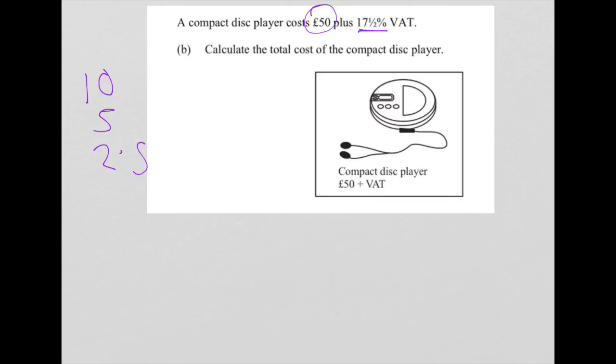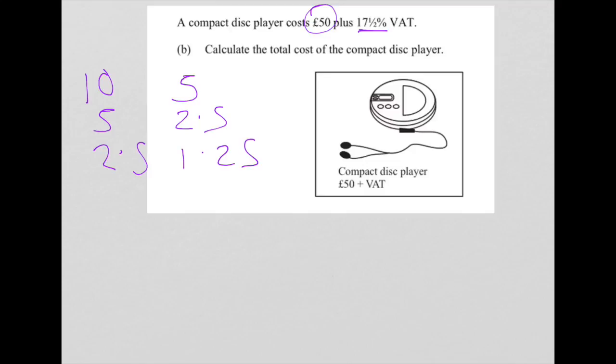First of all, I need to find 10% of 50, which is 50 divided by 10, and that gives an answer of 5. Then I need to find 5%. Now, there are two ways I can do this, but I'm going to choose the option whereby 5% is half of 10%, so I'm going to halve my answer of 5 to make it 2.5. Similarly, 2.5% is half of 5%. So if 5% is 2.5, half of that is going to be 1.25.